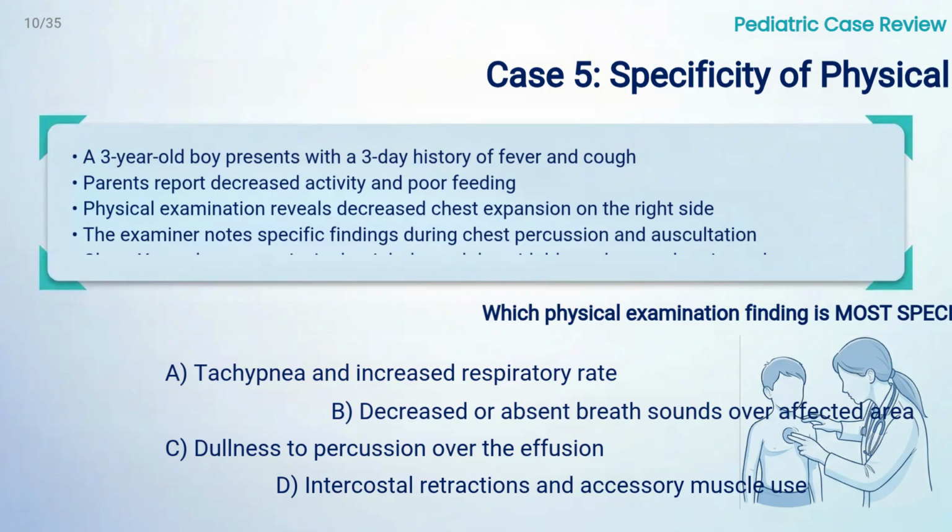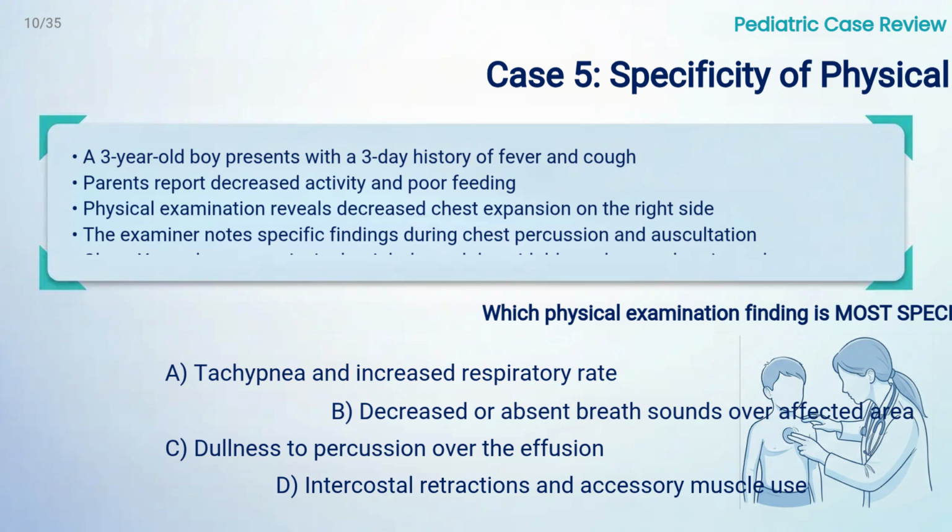Case 5. A 3-year-old boy presents with a 3-day history of fever and cough. Parents report decreased activity and poor feeding. Physical examination reveals decreased chest expansion on the right side. The examiner notes specific findings during chest percussion and auscultation. Chest X-ray shows opacity in the right lower lobe with blunted costophrenic angle.